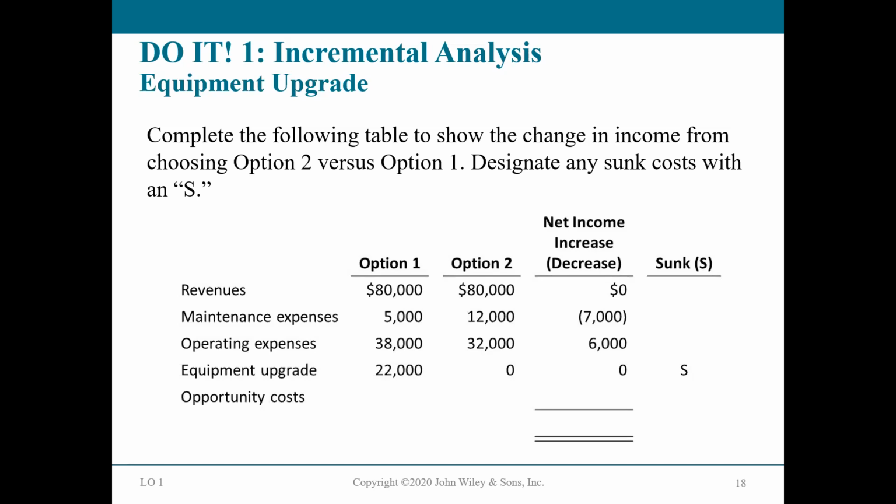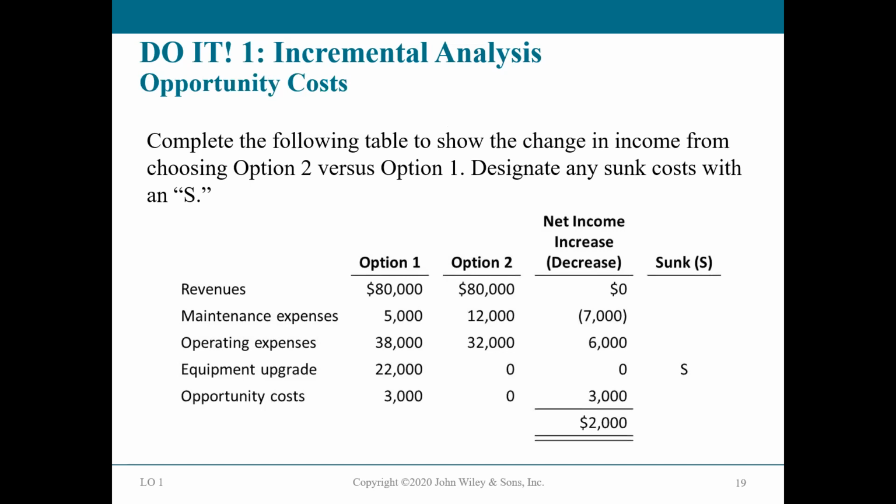The equipment upgrade, option 1, costs us 22,000. Option 2 really has no impact, but the difference of 22,000 doesn't really matter. We already paid for the equipment. It's already in our possession. It's considered a sunk cost. It does not come into play. However, we're told there are opportunity costs, that if we don't do option 2, we're going to miss out on $3,000. So we need to add that as a net income increase if we were to select option 2. So overall, we have a net income increase under option 2 compared to option 1 of $2,000.